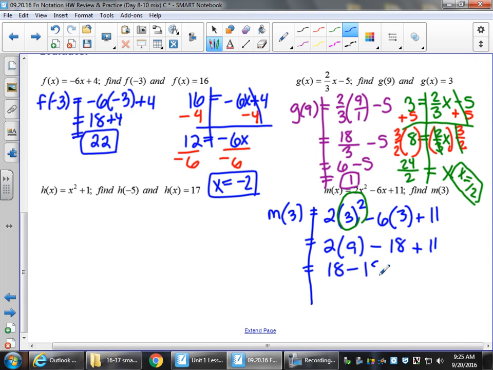Now we're just doing our math here. Good. 11 is the answer. So the key here is we have to do the exponent first, then multiply.